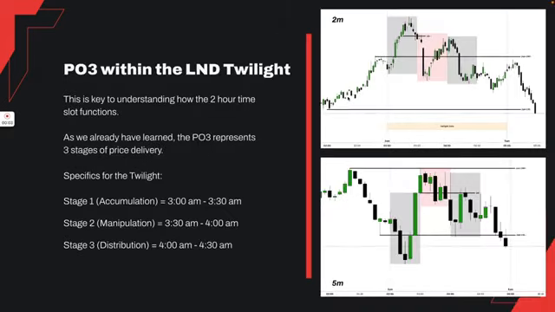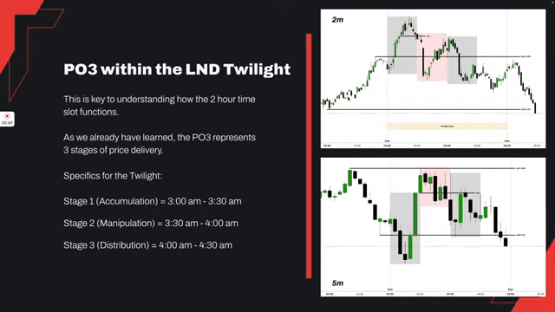The power of 3 within the London Twilight. This is key to understanding how the 2-hour time slot actually functions. As some of you probably have seen on my Twitter, I have mentioned the power of 3 within the time slot of 9 a.m. to 10:30 a.m. This is during the New York kill zone.